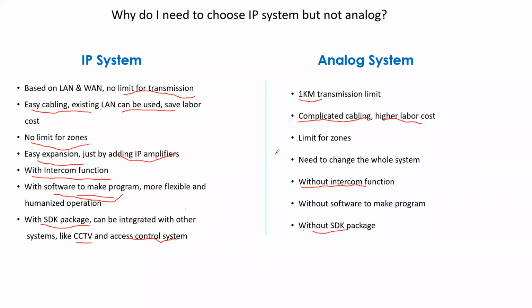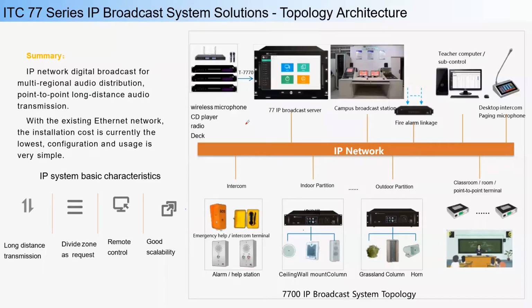So these are the main differences between the IP system and the analog system. Next, let's check some solutions. This is the architecture of the IP77 series. As I mentioned, for the broadcast system, we need three parts. First, audio source. Second, audio processing. And third, the amplifier and speakers.